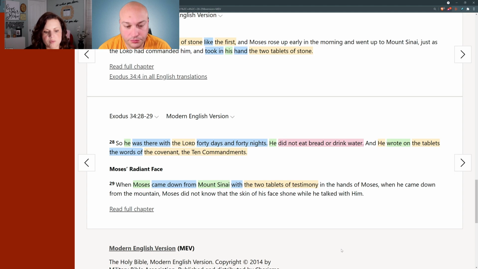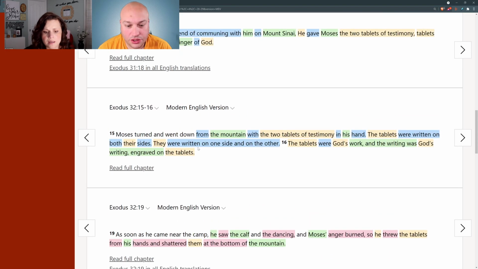And then verse 29, when Moses came down from Mount Sinai with the 2 tablets of testimony in the hands of Moses, when he came down from the mountain, Moses did not know that the skin of his face shone while he talked with them. So here's something that's interesting for you to take a look at.